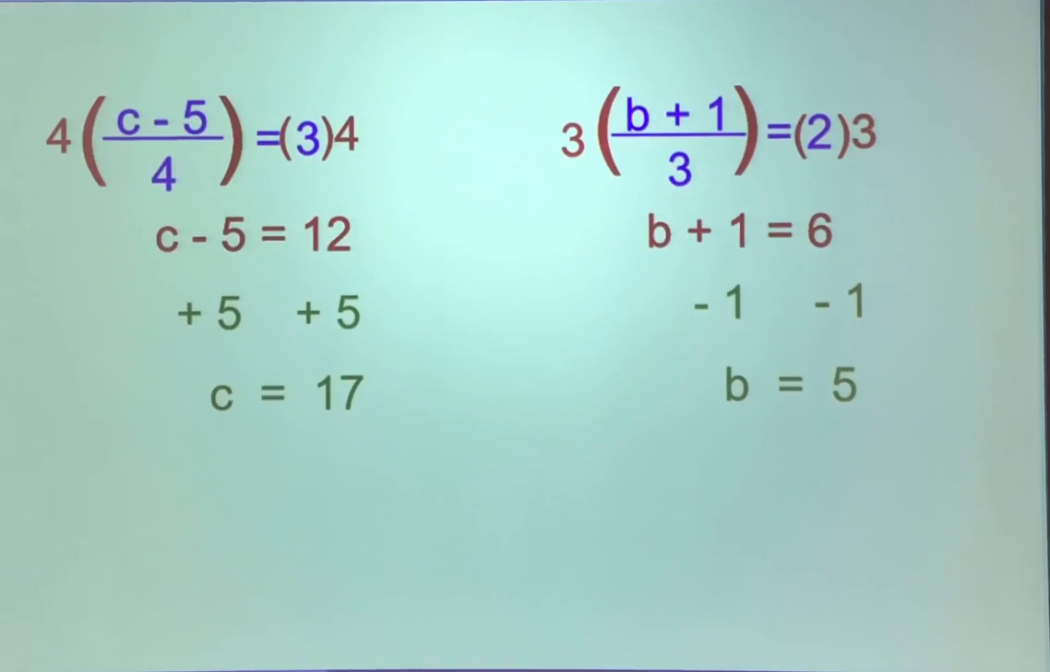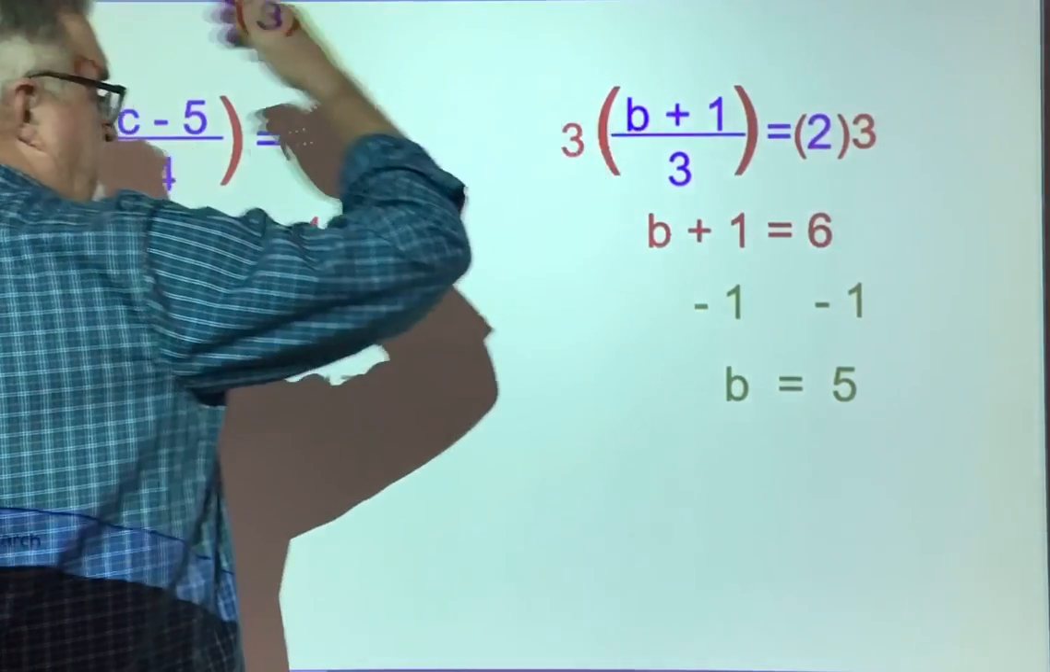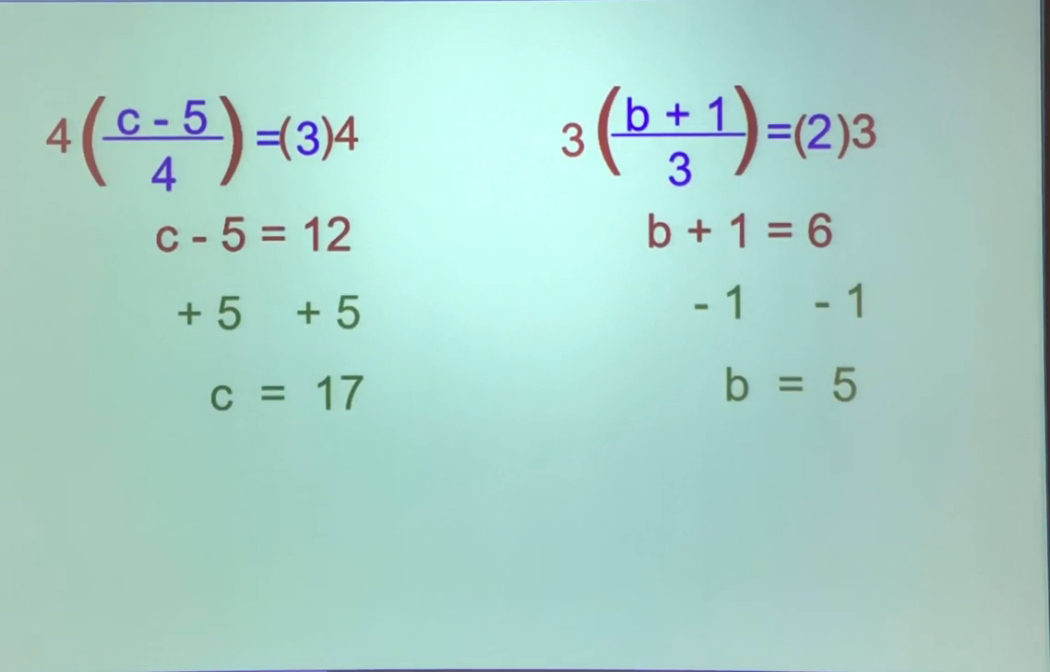To check it, we can plug 5 in for the variable b, and just simplify that side. So 5 plus 1 is 6. 6 divided by 3 is 2. And we end up with the true statement, 2 is equal to 2.